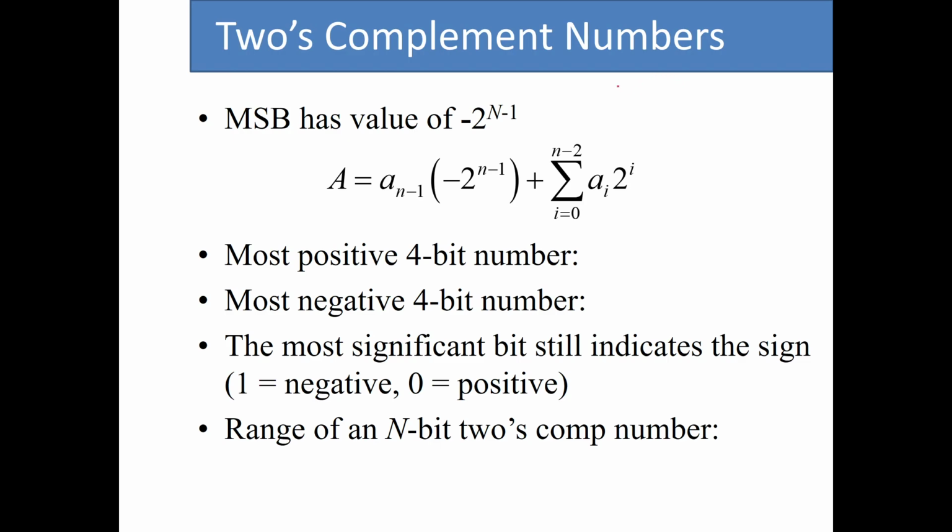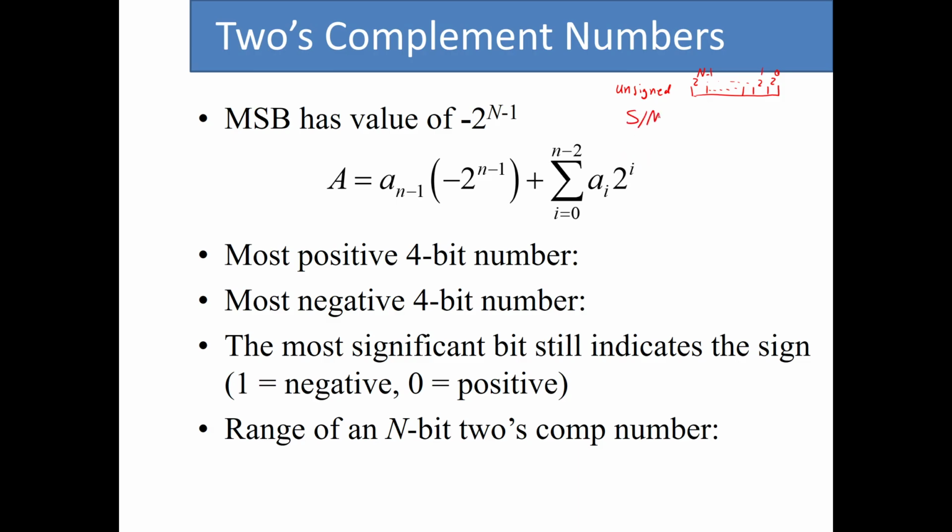So let me just quickly summarize what we have learned so far. Let's just say we have an n-bit unsigned number. For n-bit unsigned numbers, starting from the least significant bit, we had 2 to the 0, then 2 to the 1, all the way to 2 to the n minus 1. These were the weights associated with each bit of the unsigned number.